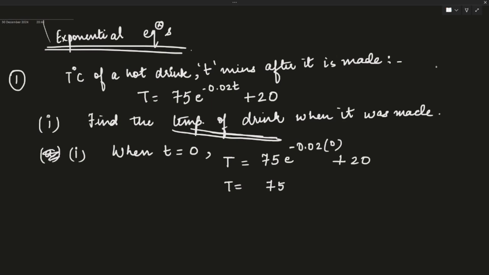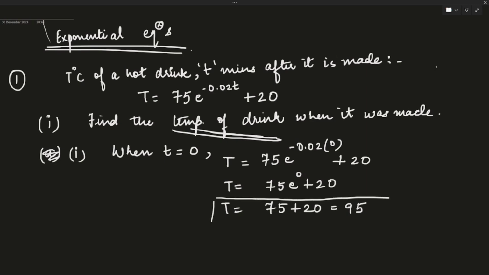Now 0 minus 0.02 into 0 is 0. So 75 e to the power 0 plus 20. So T is equal to, e to the power 0 is 1. Any number to the power of 0 is 1. So this is 75 plus 20, which is equal to 95. So the temperature of the drink when it was made was 95 degrees Celsius. Okay, so you can find the temperature of the drink when it was made.